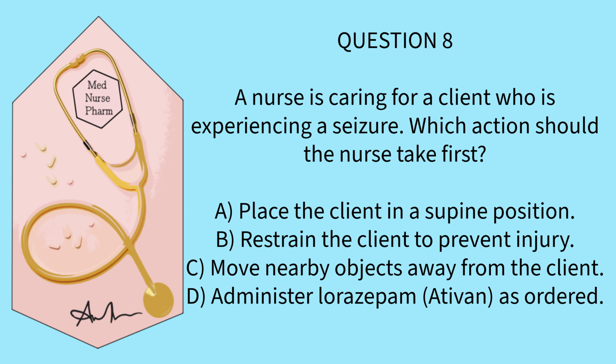Question 8. A nurse is caring for a client who is experiencing a seizure. Which action should the nurse take first? Place the client in a supine position, restrain the client to prevent injury, move nearby objects away from the client, administer lorazepam or Ativan as ordered. Pause the video and select your answer.